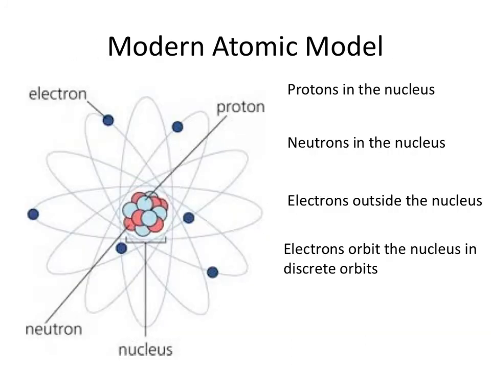The modern model agrees with protons being in the nucleus, neutrons being in the nucleus, and electrons outside of the nucleus, orbiting it in discrete orbits. However, some changes will occur with respect to those orbits. The orbits don't exist in concentric circles like Bohr suggested. There are actually various shapes: s orbitals, p orbitals, d orbitals, which is what we call the location of electrons. We'll discuss that in more detail in future lectures.